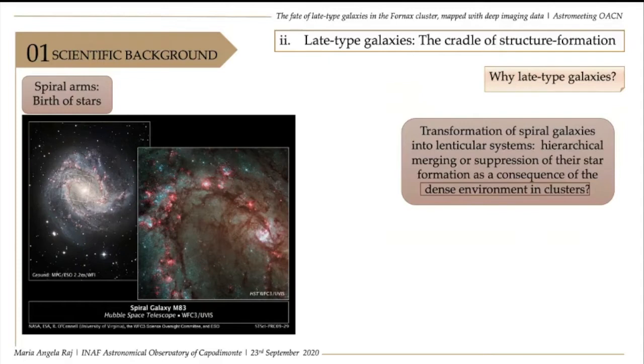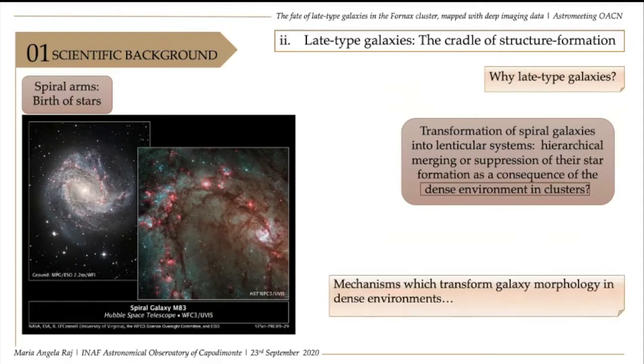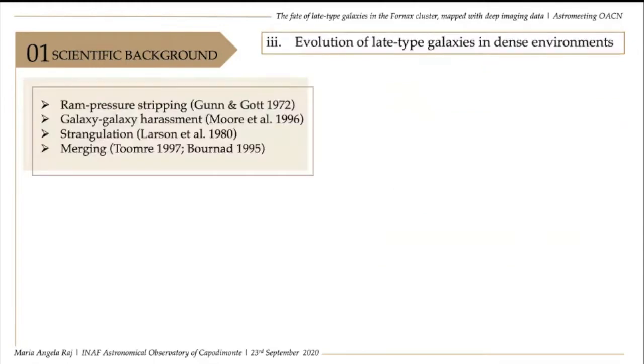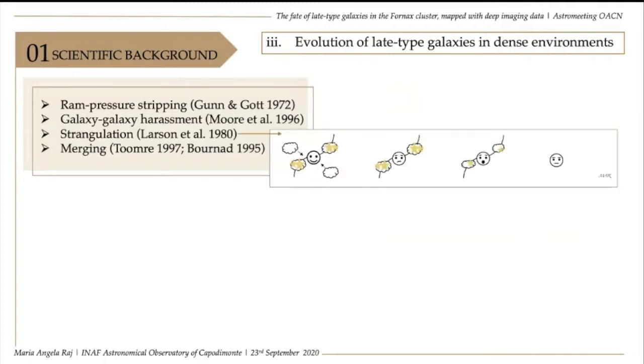Speaking of dense environments, what are the mechanisms that transform galaxy morphology here? So here are some of the famous processes taking place in dense environments. And among them, I'll just briefly describe what strangulation is, as I will use it in today's presentation. So it's a process where the hot to warm gas of a galaxy is stripped, preventing further inflow of cold gas, eventually halting star formation and transforming the galaxy morphology here.